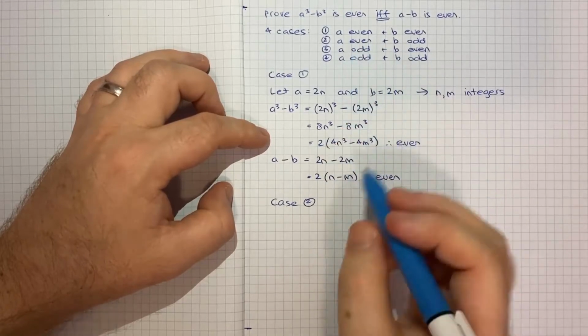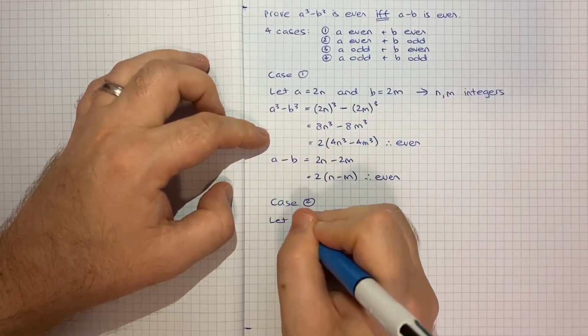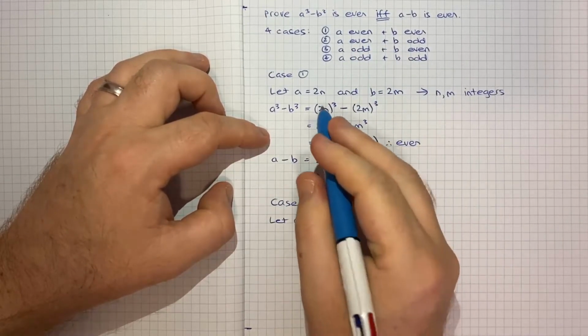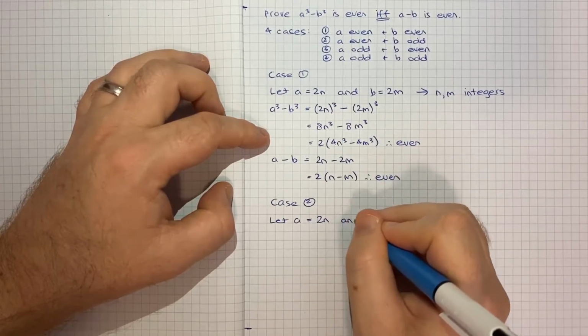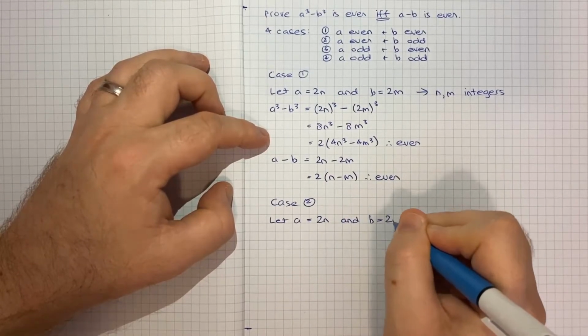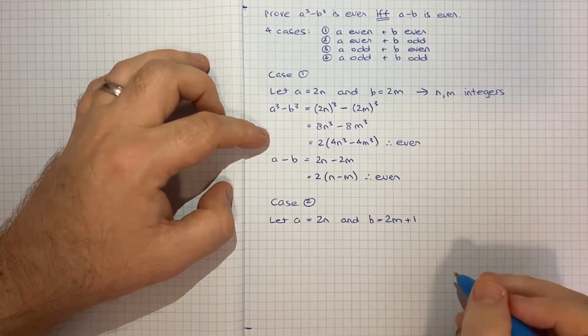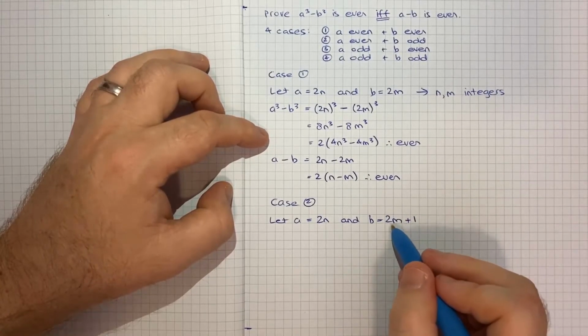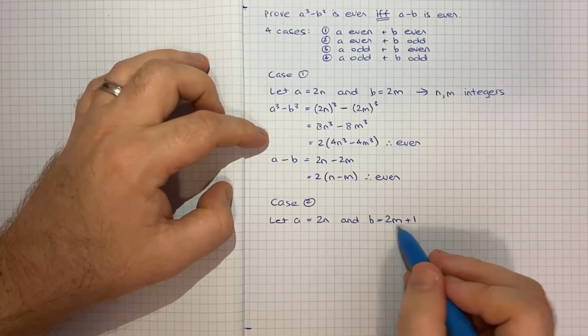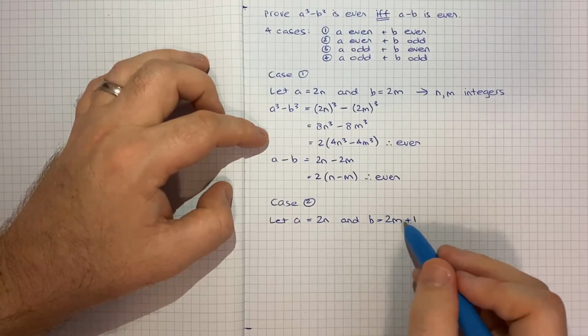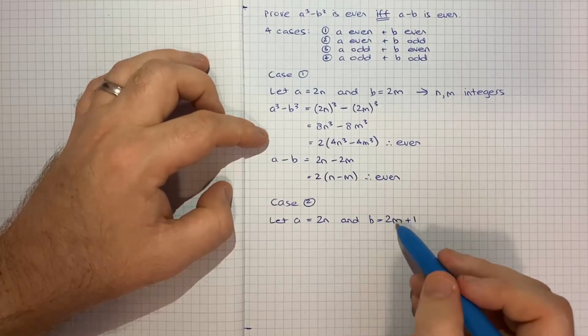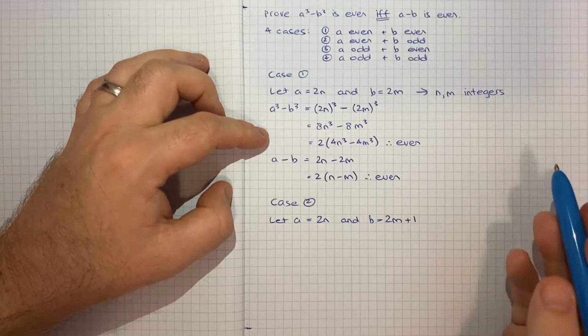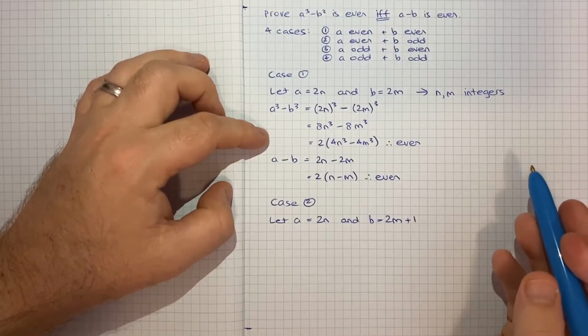So a is even, b is odd, so we'll let a equal 2n, just like before. But this time for b, we'll let that be 2m plus 1, because that's a common way to define an odd number. Take an even number and add 1. You could also take an even number and subtract 1. That's another way to think about an odd number.